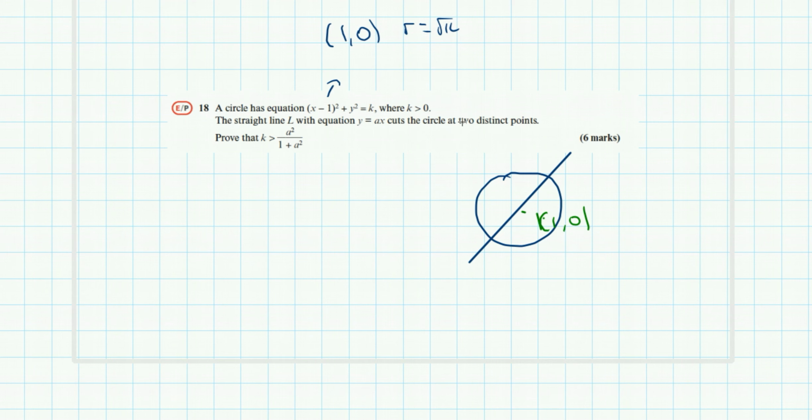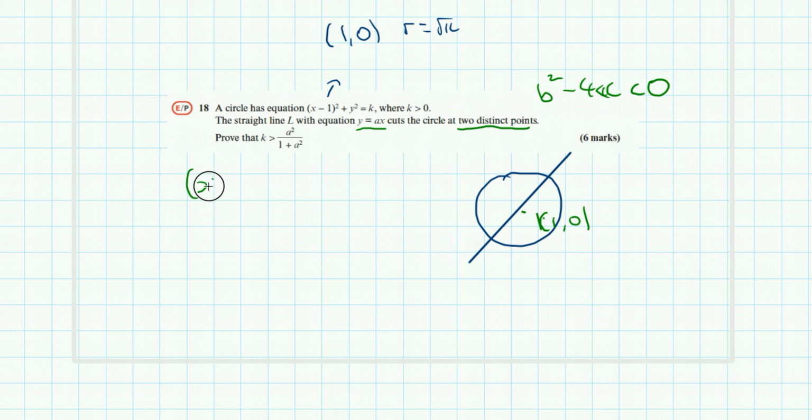But what it does give us is the indication that two distinct points suggests we use the discriminant, b squared minus 4ac. So we want to get a quadratic of some kind. The idea here is that we substitute our equation y equals ax into our circle equation, and create a quadratic with two distinct solutions, because the line crosses the circle at two separate x values.